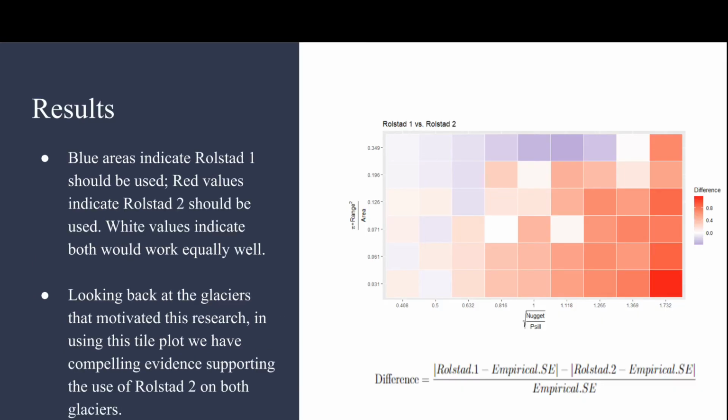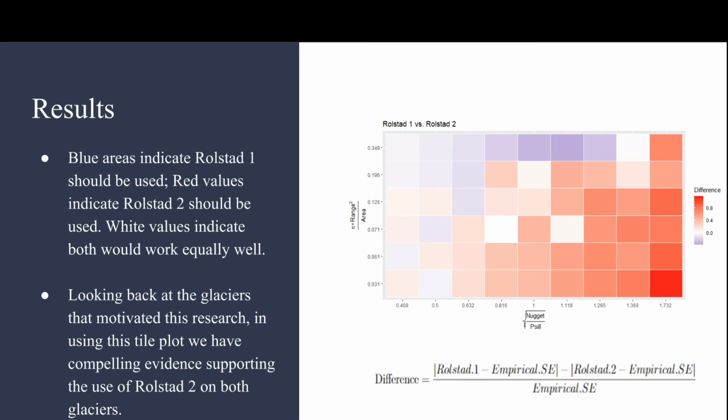After analyzing both of the approximation methods, we created a plot to determine under which circumstances each method should be used. Blue areas on the plot indicate that Rolstad 1 is closer to the empirical standard error and thus should be used, whereas red values indicate that Rolstad 2 should be used. White areas indicate both equations would work equally well. Our top plot indicates that a strong case for using Rolstad 1 exists only when nugget and sill are in close proximity to each other and there is a high range to glacier area ratio.